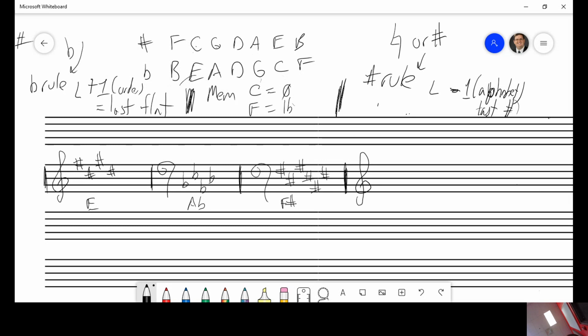F major. Push pause. Assuming you're unpaused, F major is one of the memorized ones. It gets 1 flat, which is B flat. I'll do that again a little bit more pretty. There we go. B flat. I'm sorry. Yeah, for F major.